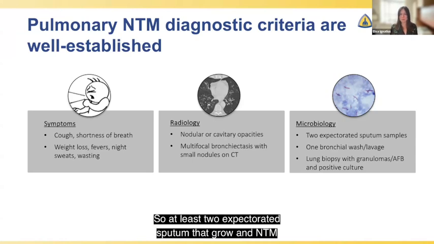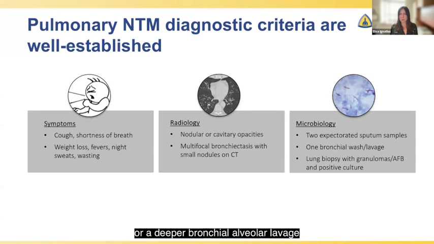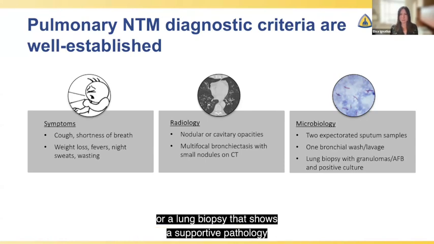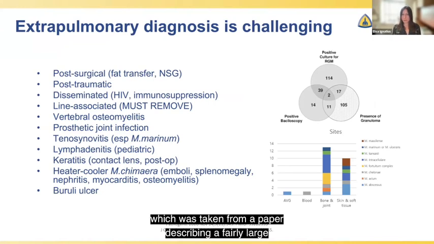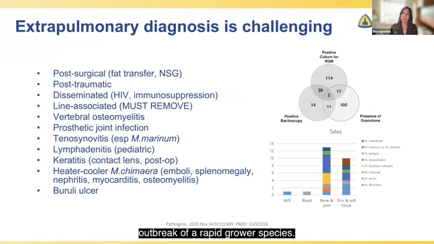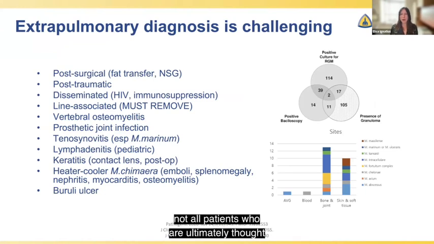So at least 2 expectorated sputa that grow NTM, or a deeper bronchoalveolar lavage, or a lung biopsy that shows supportive pathology. For extrapulmonary cases, diagnosis can be really, really challenging. And there are a number of different reasons for that. One of them is well highlighted by the upper right figure, which was taken from a paper describing a fairly large outbreak of a rapid grower species. What it's trying to relay here is that not all patients who are ultimately thought to have this extrapulmonary infection were diagnosed in the same way.